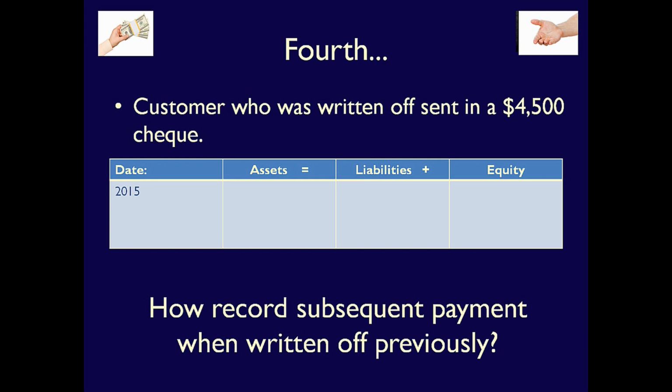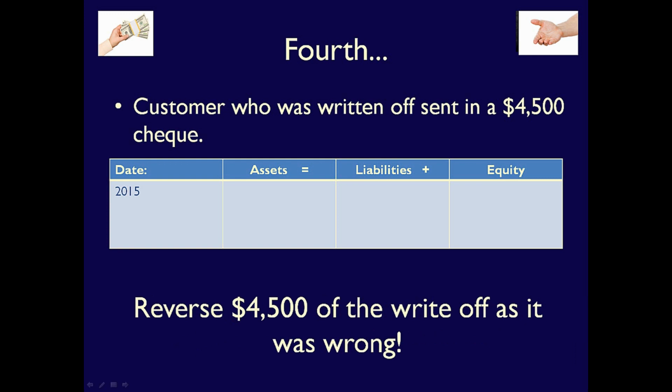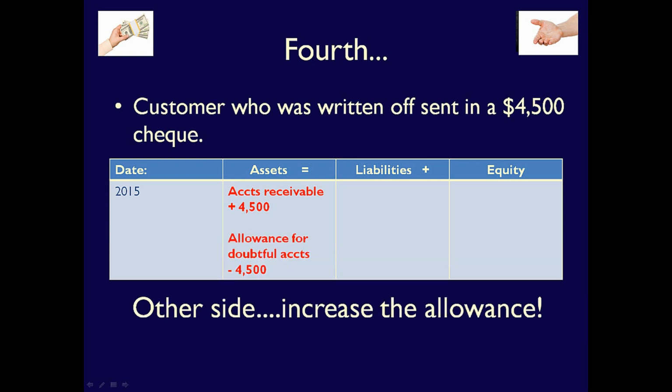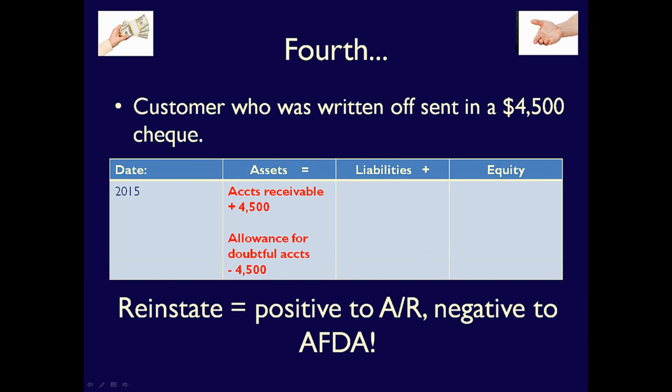The first thing we have to do is reverse a portion of the write-off because it was wrong. This is called reinstating the accounts receivable, meaning to put it back where it belongs. Therefore, our entry is to increase accounts receivable by $4,500. We also reduced the allowance by too much, so we have to put the allowance back. That means we need to increase the allowance. Remember that the allowance for doubtful accounts is a negative account, so if we increase a negative number, we have to put a negative against it.